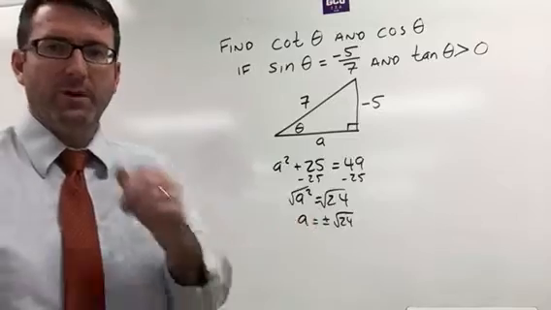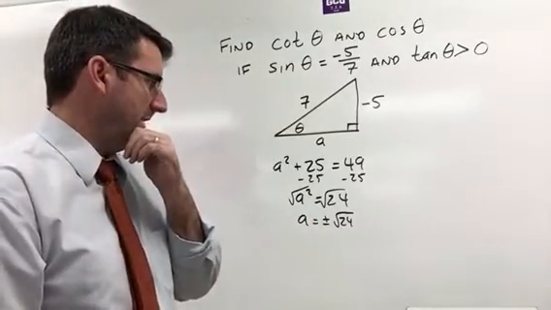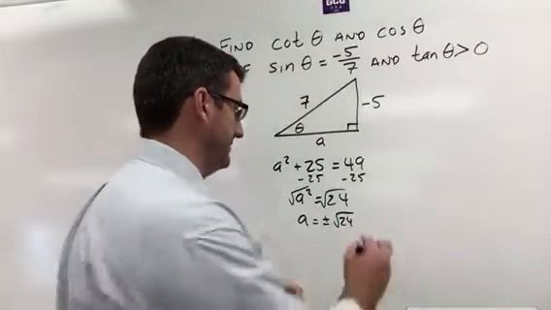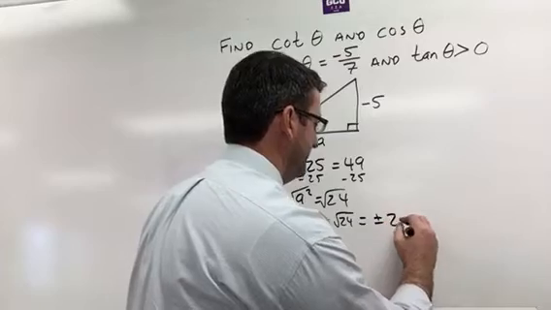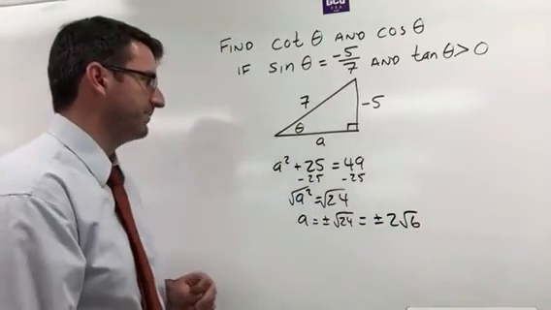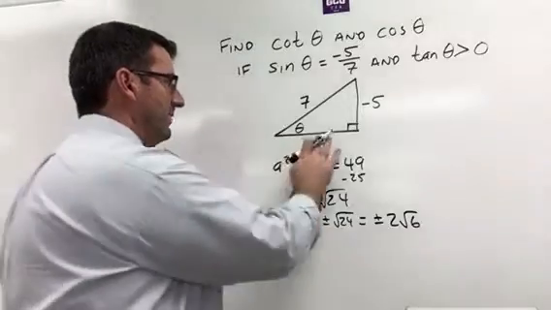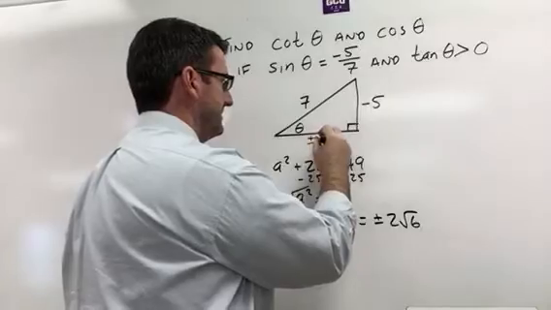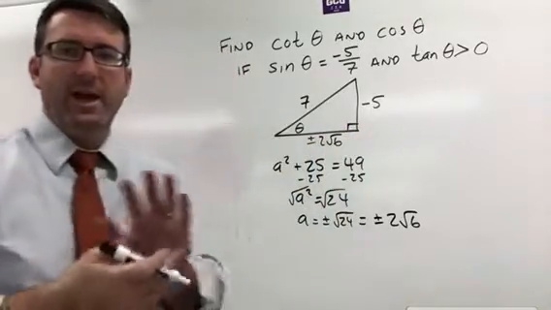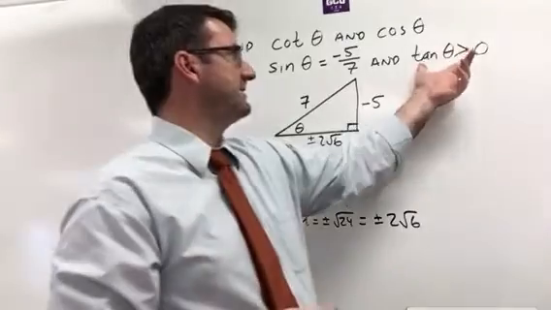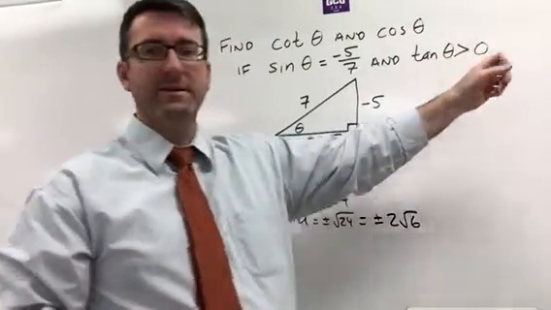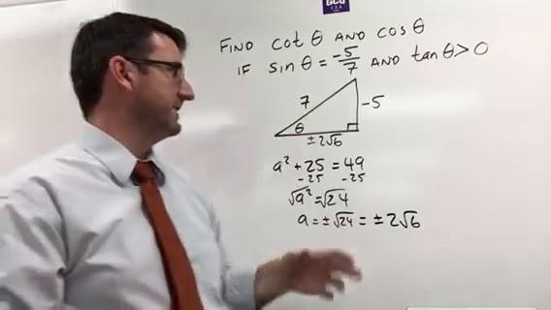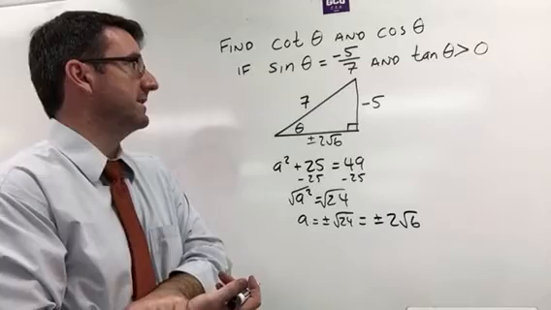And square root of 24 we can write as the square root of 4 times the square root of 6. And the square root of 4 is 2. So this is equal to plus or minus 2 square root of 6. So now we can replace this a with plus or minus 2 square root of 6. And we're going to use this clue here, tangent of theta is greater than 0, to figure out which one it is, whether it's 2 square root of 6 or -2 square root of 6.